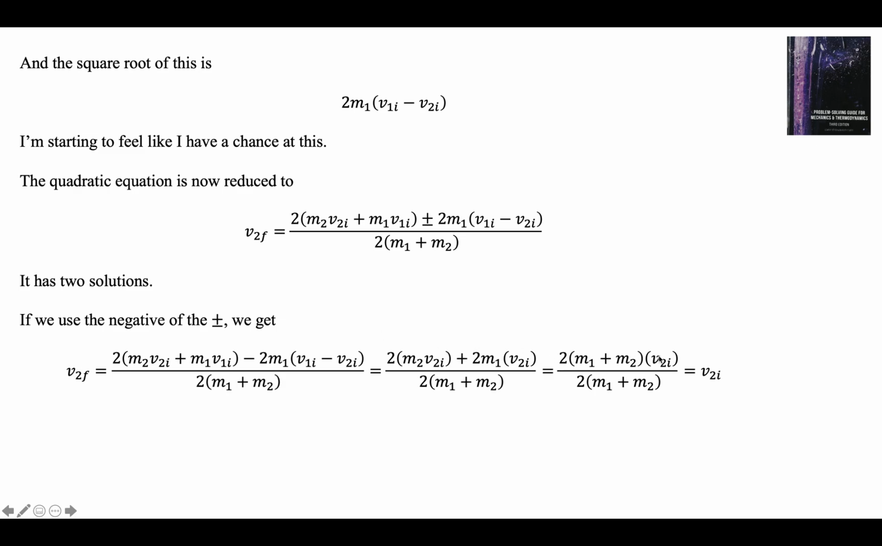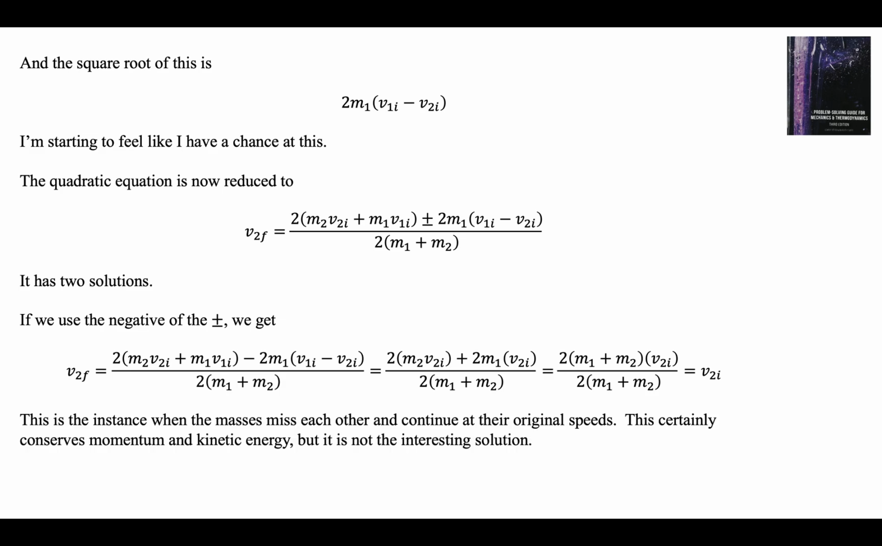V2 final equals V2 initial. What happens when V2 final equals V2 initial? They missed each other. Of course, momentum and energy are conserved when the masses don't hit each other. Nothing happens. But this is interesting. We have to use the plus sign.